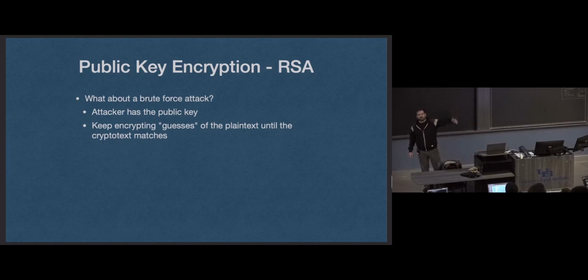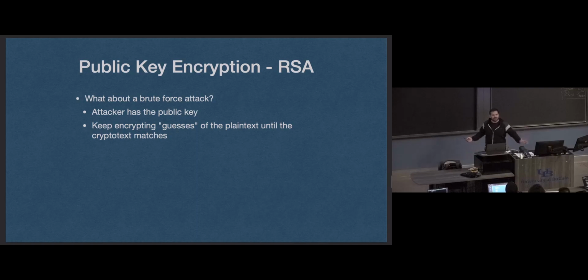Crypto text is flying through the air. If I'm saying hi to someone, or I'm sending a Boolean, yes, no, true, false, and I don't have a lot of entropy, you're just going to keep guessing. You have the public key. You're going to encrypt different messages with the public key until the crypto text matches what I sent. Right?